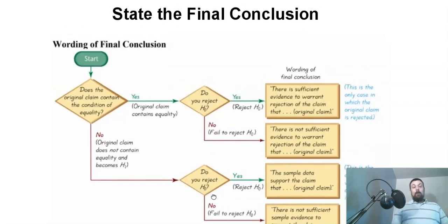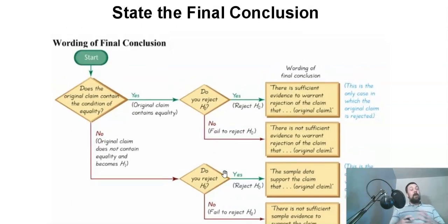All right. Now, the last step is to state the final conclusion. And we want to make this statement in plain language. We don't want it to be technical, mathematically written. We want to think of it as, when somebody makes the claim, they're using plain language. It's not technical or mathematical.